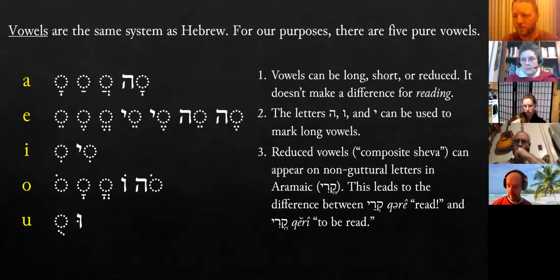That was interesting. This leads to the difference between kre, that is with the system of ktiv and kre. Kre means read, it's an imperative, and keri means to be read. So some people will read the kuf resh vav or yod as keri, and others are going to read it as kre, and either one is acceptable. You see the difference? Kre is telling you read this, and keri means this is read. It's an adjective, a passive participle.